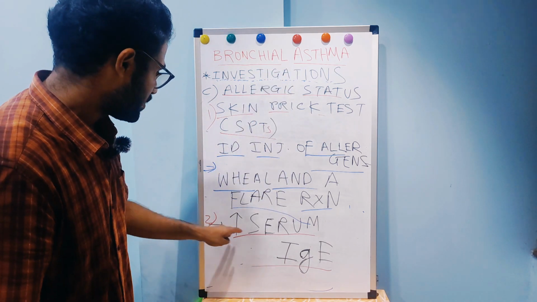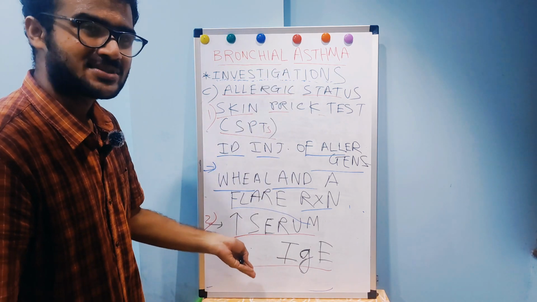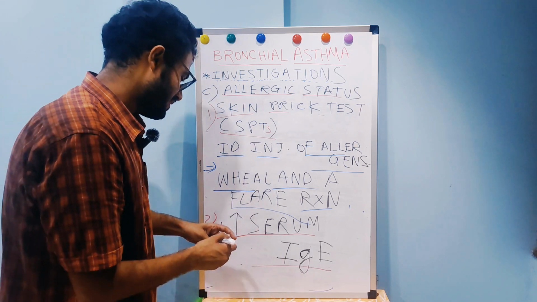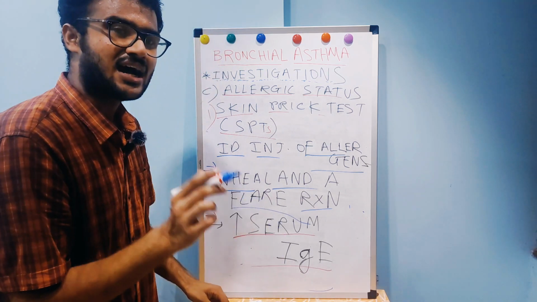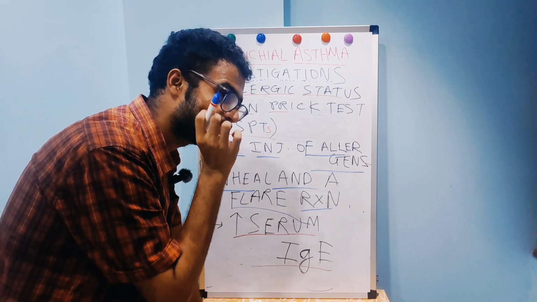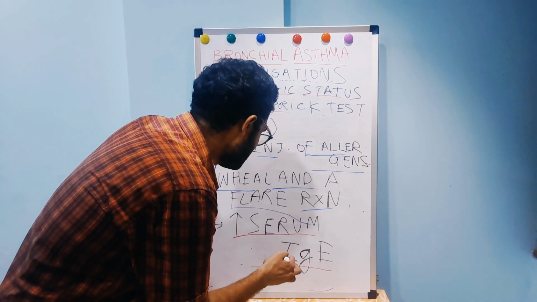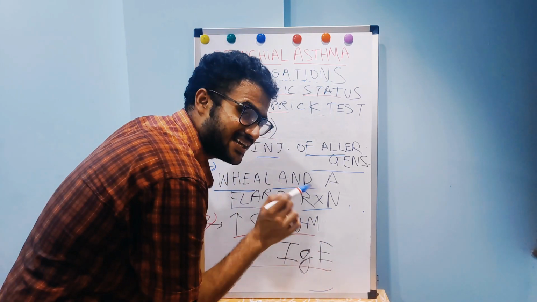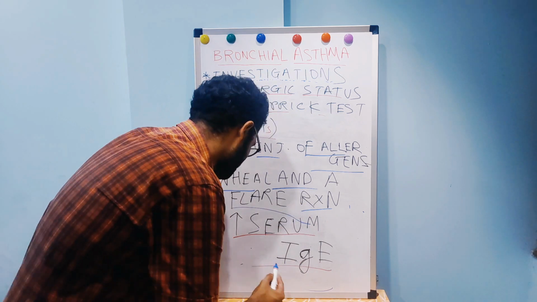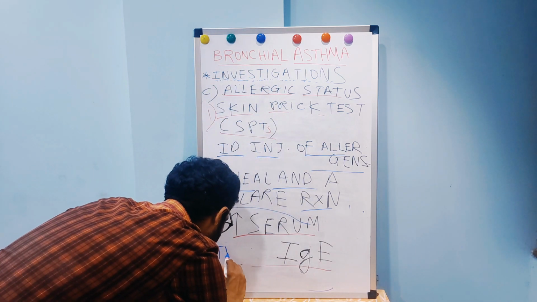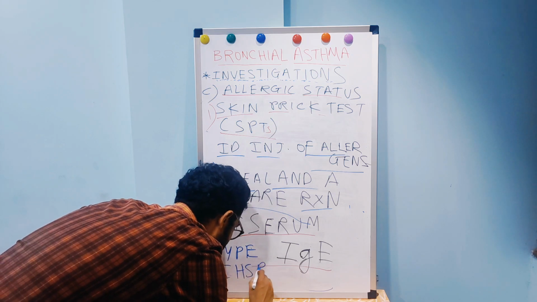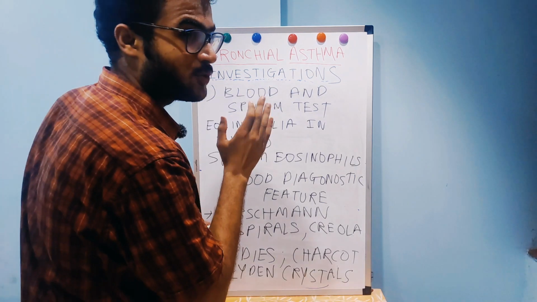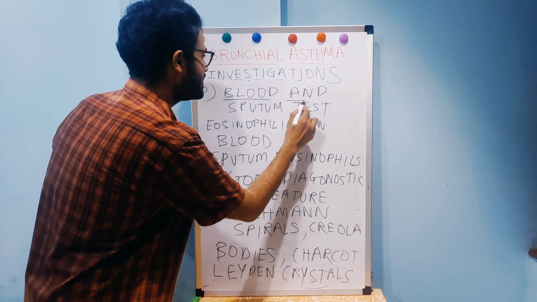So now I would be talking about the second, that is serum IgE levels. Basically you know that it is an indicator of type 1 hypersensitivity reaction, that is anaphylaxis. I have told you about the pathogenesis. B lymphocytes release IgE, and so serum IgE is increased. Basically it is a type 1 hypersensitivity reaction or anaphylaxis. So now I would be talking about blood and sputum tests.